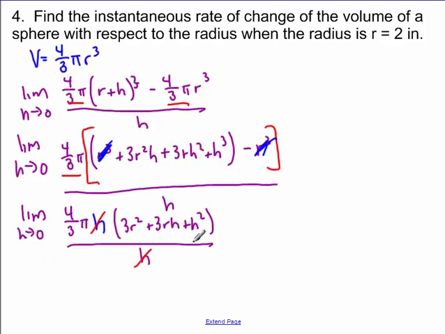Now, find the limit as h goes to 0. Well, any term that has an h in it is going to go to 0. So, our resulting formula is 4 pi over 3 times 3r squared, which simplifies to 4 pi r squared. Now, this is for any instant. So once I found this formula, I can have an infinite amount of these r's. But I just need it when r equals 2. So when I plug in 2, we get 2 squared is 4, 16 pi.